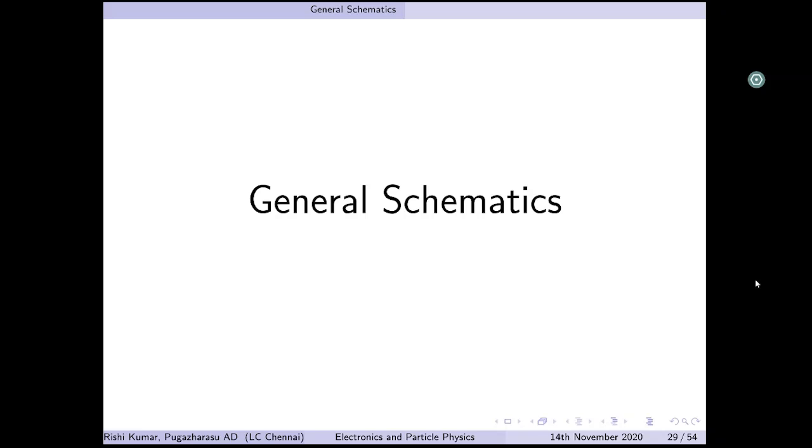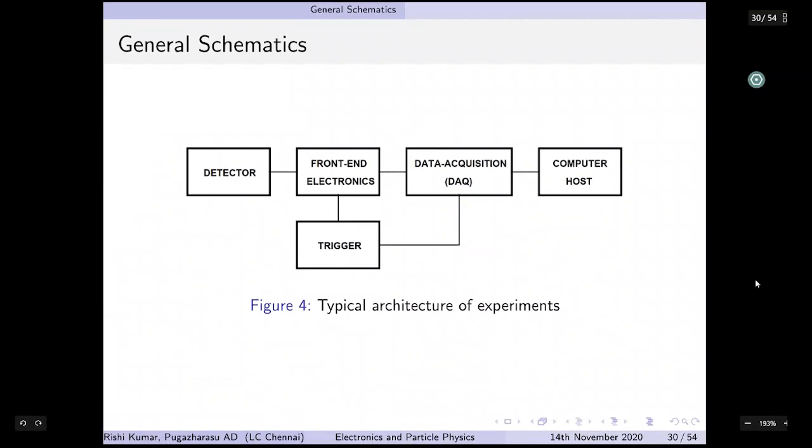So the general schematic can be pretty elegantly summarized actually. You have a detector, then you have some front-end electronics which is connected to the trigger and data acquisition in a loop, because the trigger needs to coordinate, because the trigger is mostly, in simple electronics lingo, just a very effective form of a filter. Only that it's a little more complicated in its construction and a little more sophisticated than a naive bandpass or low-pass filter that we have studied earlier. And after data acquisition, it heads straight to the computer host. This is the typical architecture of experiments.